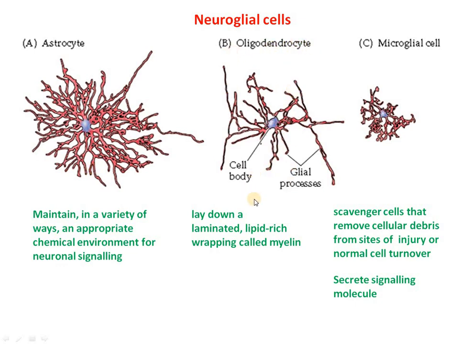Next are the oligodendrocytes. They are responsible for formation of the lipid layer, that is the myelin sheath, in the central nervous system. In the central nervous system, oligodendrocytes are responsible for formation of the myelin sheath.